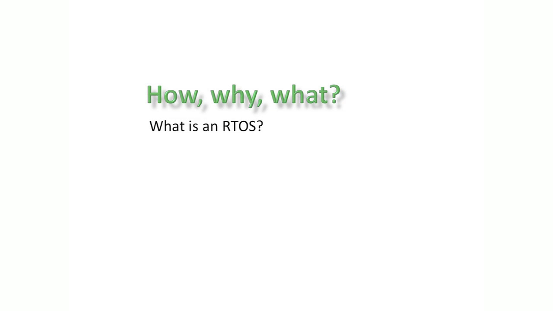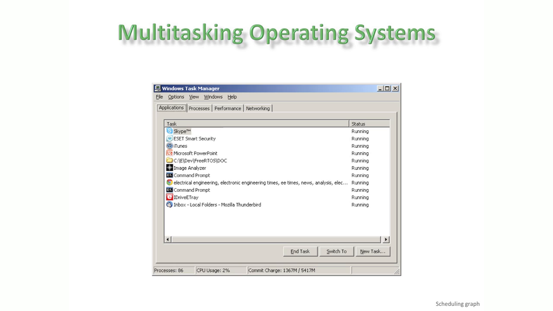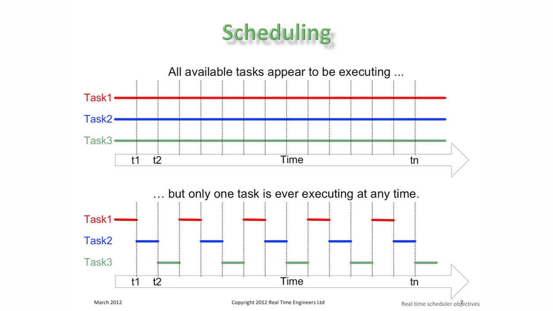Okay, so the first part, what is an RTOS? Multitasking is a very familiar concept. Everybody uses multitasking these days, whether it's on their smartphone, Windows, Linux, Mac, iPad, or whatever. So it's a very familiar concept. What we want to do is run lots of applications at the same time on one processor.